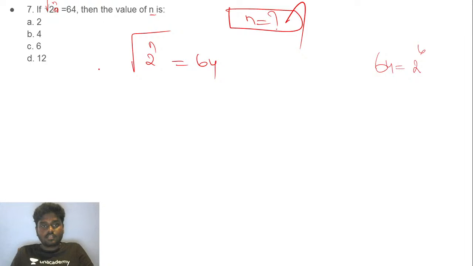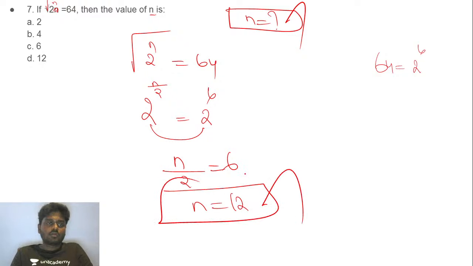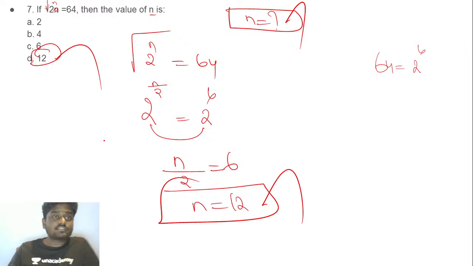Is that clear? So I can simply write this as 2 power n by 2 is equal to 64. I can write this as 2 power 6. So if that is the case, if the bases are same, I'll simply equate the powers. N by 2 is equal to 6 means n is equal to 12, it's going to be option B. Answer is 12. Sorry guys, it is not root 2n, it is root 2 power n. Okay? If that is the case, then the value of n is 12.